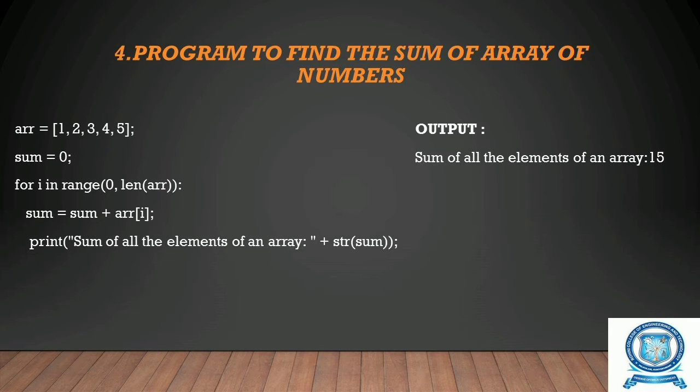So 1 plus array of 1. So array of 1 we will retrieve 2. So 1 plus 2 will get 3. Okay, so then next sum is equal to sum, now sum the value is 3. 3 plus array of 2 is, again we will retrieve the value 3. So 3 plus 3 will have 6. Now sum value is 6.